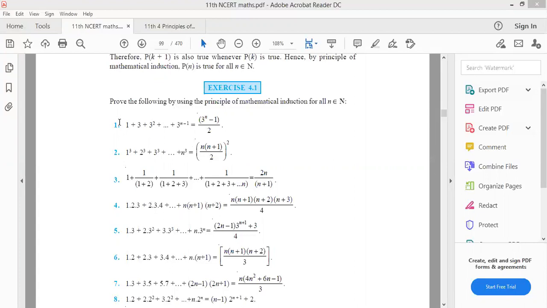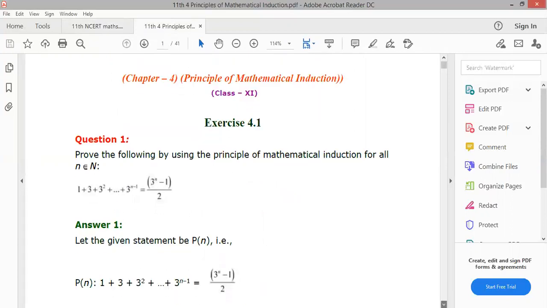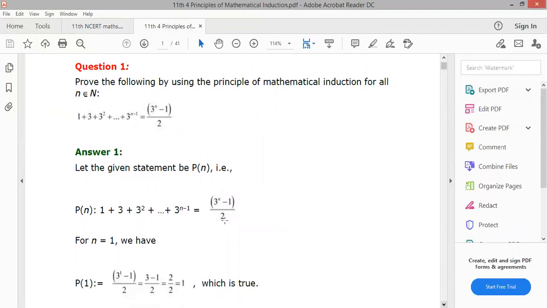So the first question here is, I have to prove that 1 plus 3 square plus dash and dash plus 3 raised power n minus 1 is equal to (3 raised power n minus 1) divided by 2. We have to prove that the sum of this series is equal to (3 raised power n minus 1) divided by 2. So how can we do that? Here we have the solution. You see, we have this statement. We will write it like this. Let P of n be the given statement.